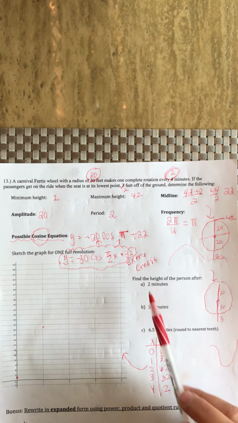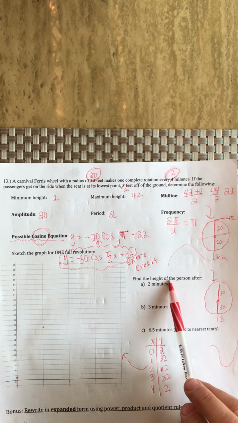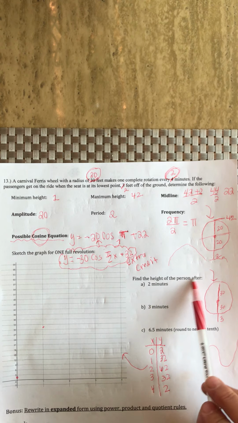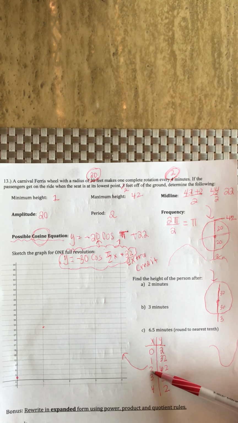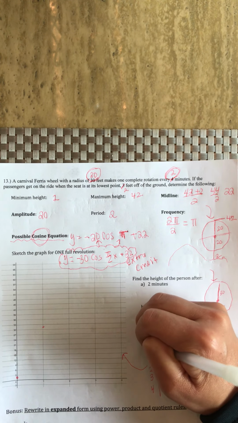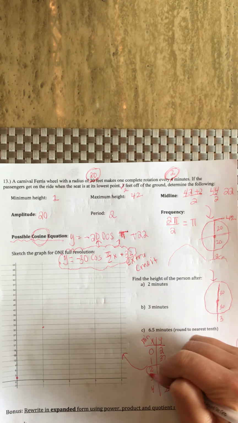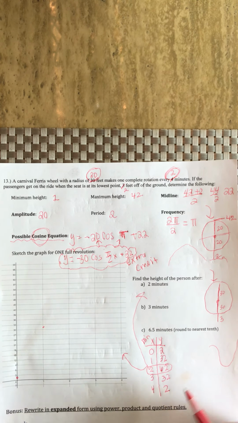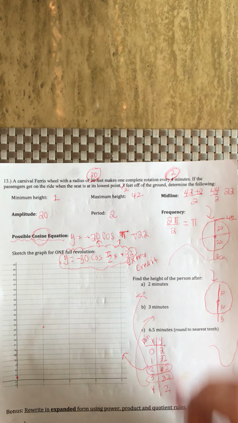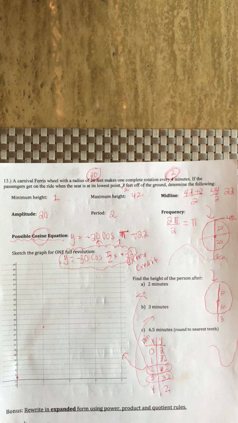and graph those points. All right, find the height of a person after 2 minutes. So 2 minutes, okay, remember this is minutes, this is your height. So after 2 minutes, nice and easy, it's sitting right here. 3 minutes, boom, right here. That's nice and easy. You can just grab everything from your table.